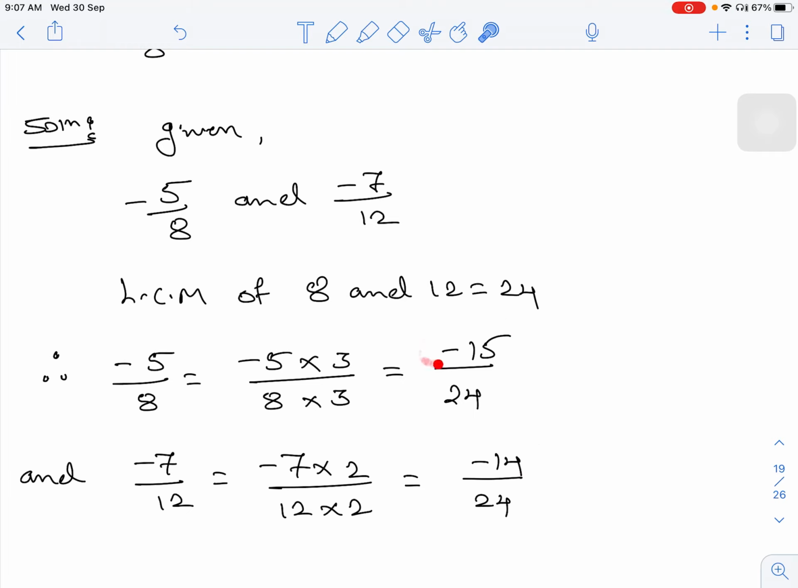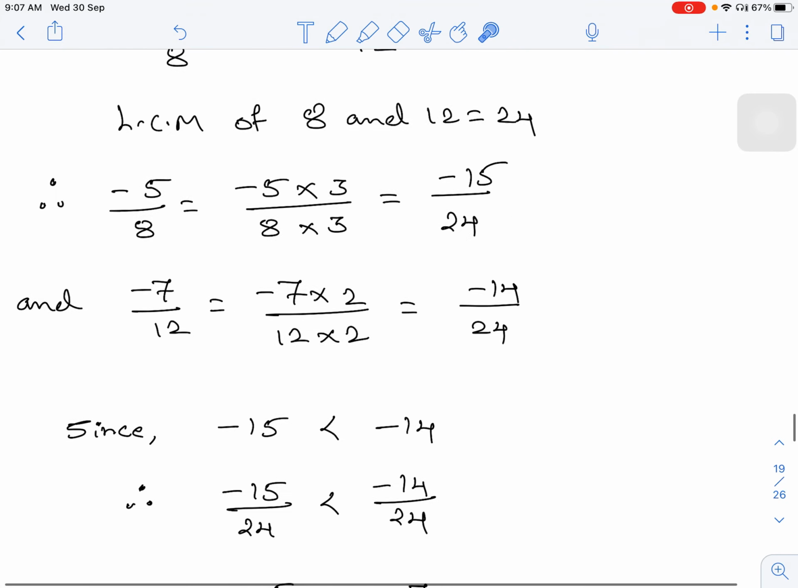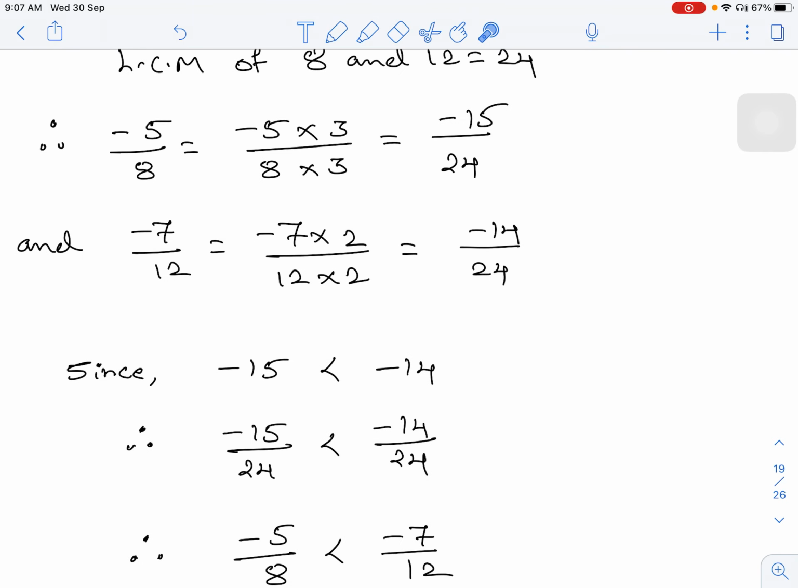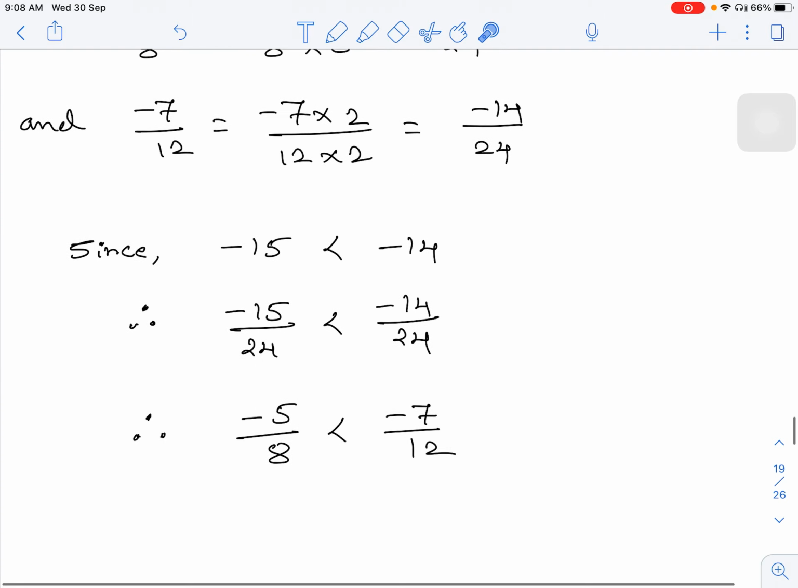Now between minus 15 and minus 14, who is greater? So minus 14 is greater, we have learned it earlier. Okay, so we can write over here, since minus 15, why we have written it? Because it is given first. So minus 15 is smaller than minus 14, therefore minus 15 upon 24, that is this number, is smaller than minus 14 upon 24. Okay, now minus 15 upon 24, from where we got this one? Minus 5 upon 8. So finally what you get? Therefore minus 5 upon 8 is smaller than minus 7 upon 12.